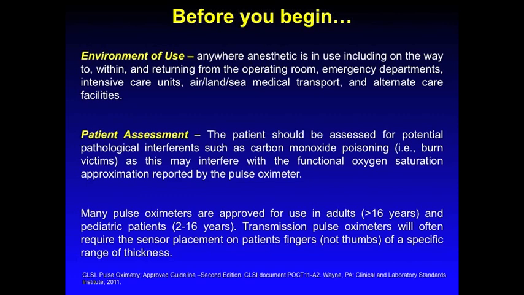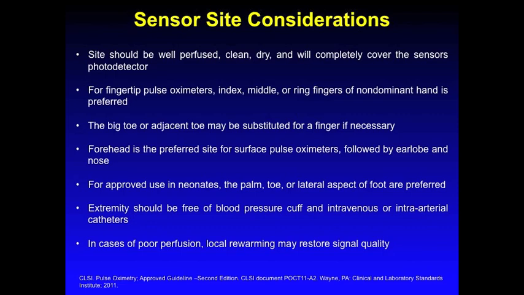Transmission pulse oximeters will often require the sensor placement on patients' fingers, and not the thumbs, of a specific range and thickness. When selecting a sensor site location, consider the following. The sensor site should be well perfused, clean, dry, and should completely cover the sensor's photodetector. For fingertip pulse oximeters, index, middle, or ring fingers of the non-dominant hand is preferred. The big toe or adjacent toe may be substituted for a finger if necessary.